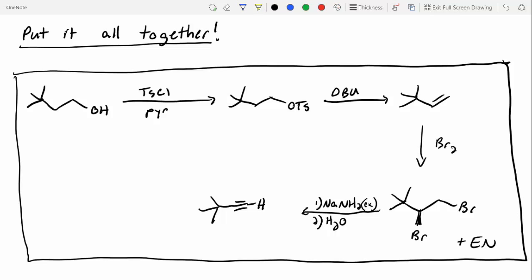So first step, turn that alcohol into a good leaving group. Second step, we want to do an elimination, so I'm going to use DBU. Third step, we'll brominate. Fourth step, we'll do a double elimination and quench the reaction with water.